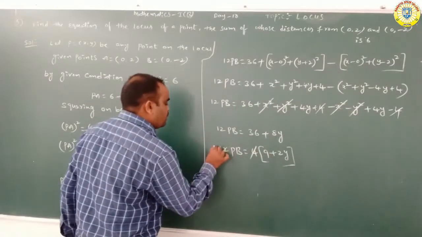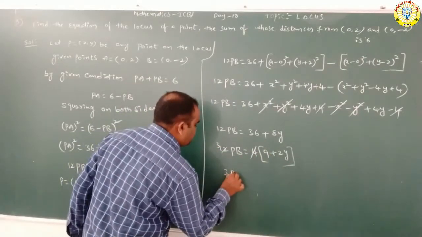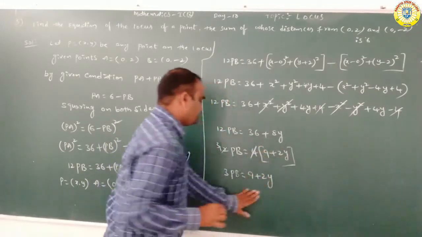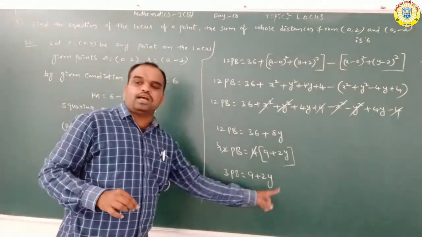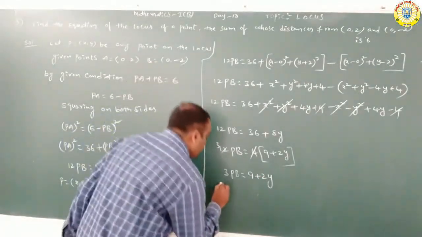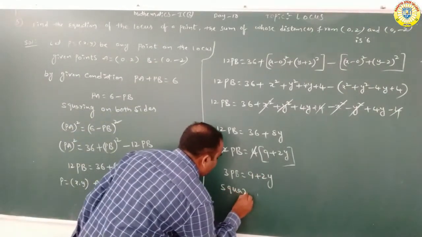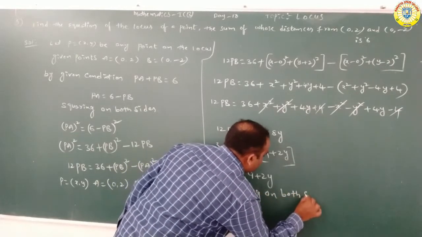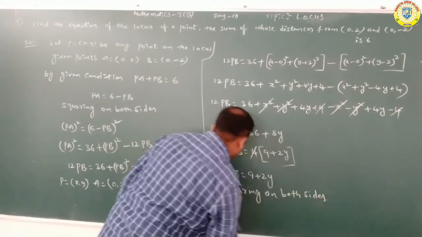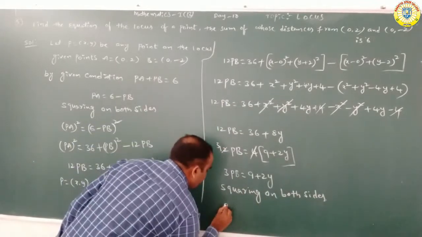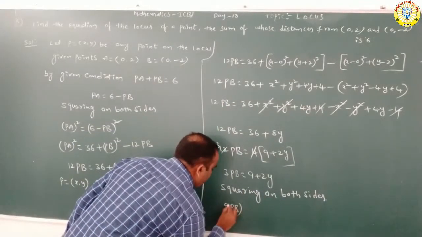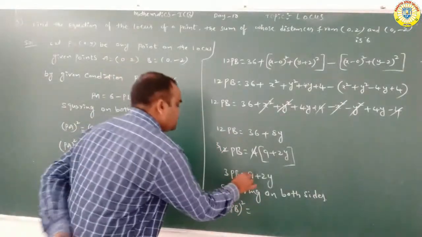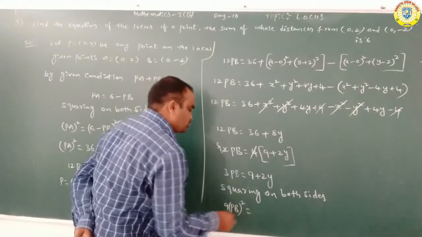4 1s are 4, 3s are 3, PB = 9 + 2y. Then we are doing squaring on both sides. Again here also we are doing squaring on both sides. That is nothing but (3PB) whole square, 9 PB square. So 9 PB square equals 9 into (9 + 2y) whole square.